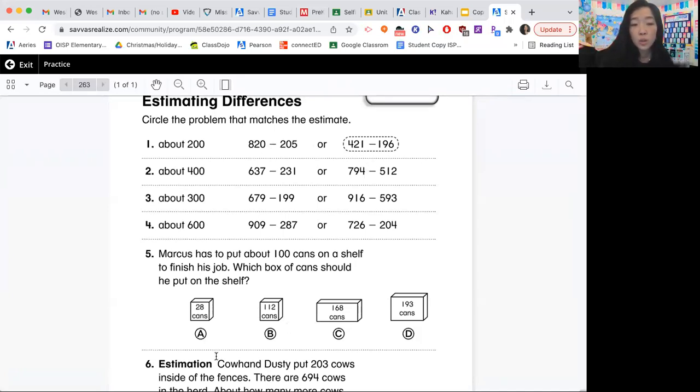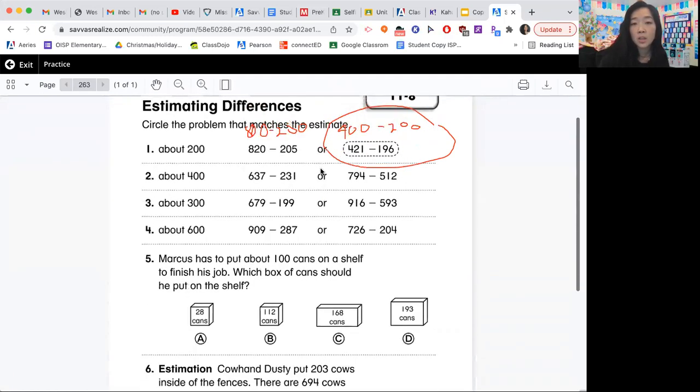Well, 820 is about 800. 205 is about 200, so that would give us 600. 420 is about 400. 196 is about 200, and 400 minus 200 gives us 200. So that's why we circled this one. This one would give us about 200. So you are going to work it out, talk it through, figure it out. You are going to do questions 1 through 6 in your breakout rooms.